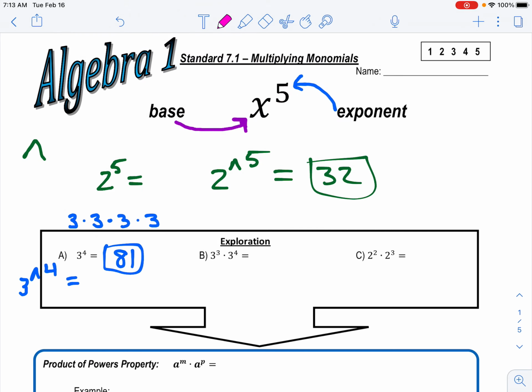Let's look at letter B. You'll notice in this picture my base is 3, my base is 3. My first exponent is a 3. My second power or exponent is a 4. So when the base is the same, we copy the base, and then 3 plus 4 gives us 7. We add the powers. Now 3 to the 7th I can put into my calculator, which will tell me 2,187.